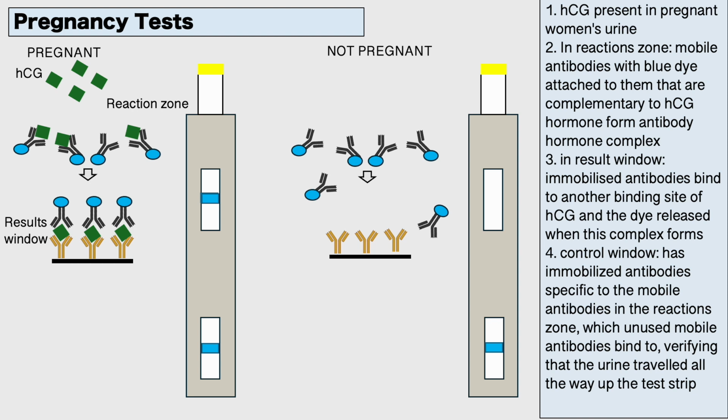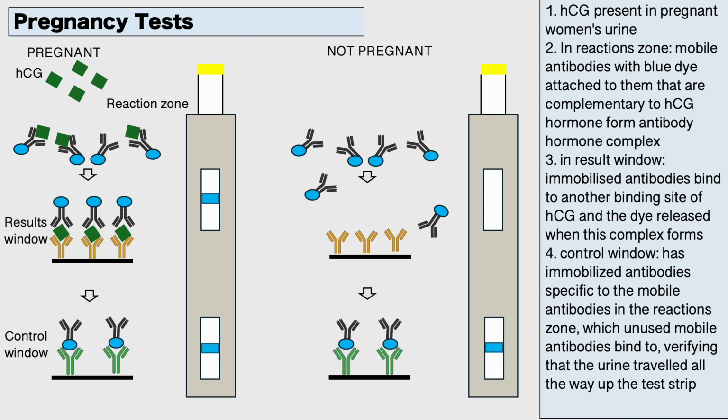The urine then travels up to the control window, which has immobilized antibodies specific to the mobile antibodies that started in the reaction zone. Both tests have these mobile antibodies that should travel up the strip, so a blue line should appear in both control windows. This verifies that the urine travelled all the way up the test strip. So yeah, that's the whole process of a pregnancy test, but feel free to go over that again because it is quite complicated.